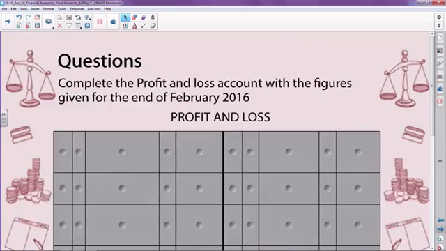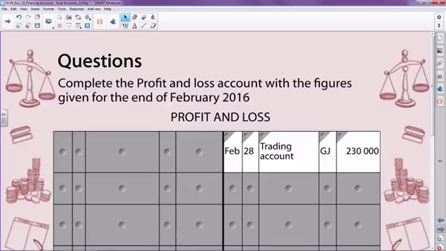So let's see. Your very next question is, I'll show you the question. Complete the profit and loss account with the figures given for the year ended February 2016. Now, remember, just to close off your fourth step, your trading account will be reflected on the other side. And I'm going to give you a tip. All the income goes on the credit side.